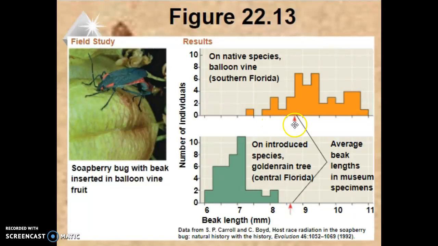Here's a graph that's showing our beak length. Notice that the pink line is in the same place on both axes. So here, this is on the native species that have bigger fruit. Our average beak size tends to be higher. Our average is right here. Notice that that's in museum specimens. So that shows like before that's like our before point. So before any changes have been made. We've got these big fruit, beaks get bigger. We have smaller fruit, beaks get smaller.